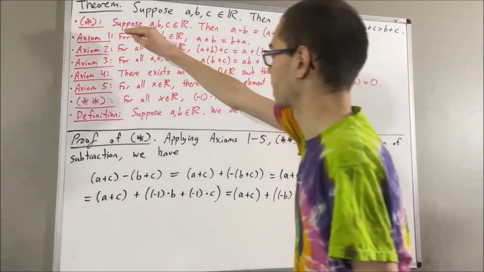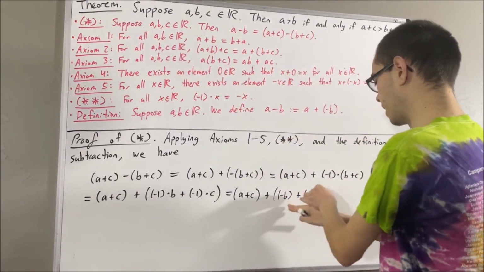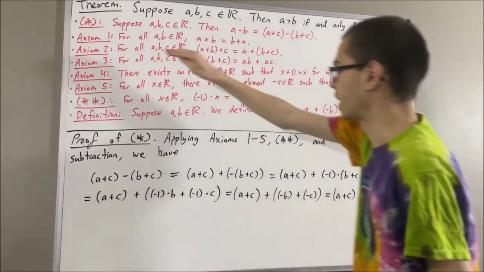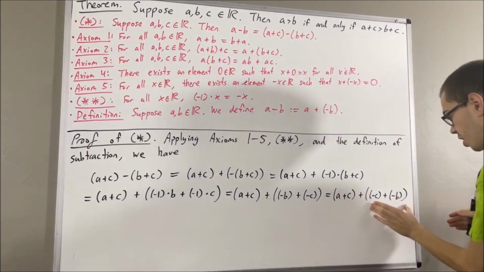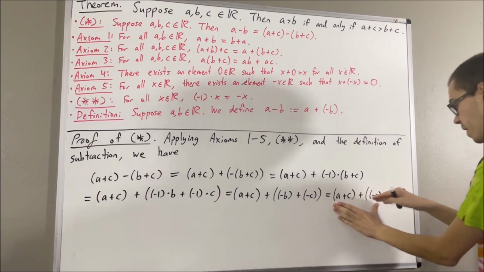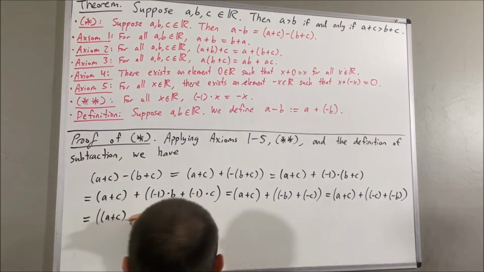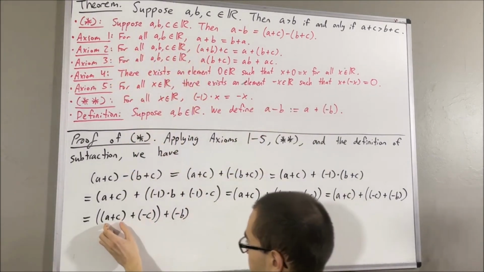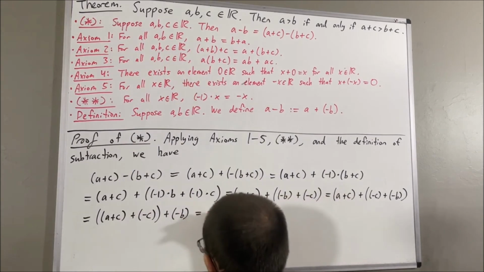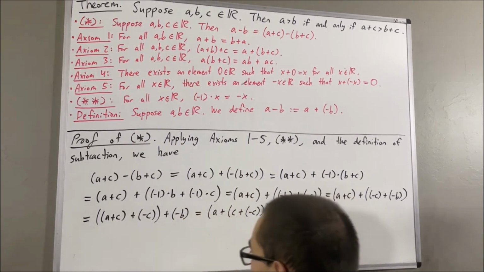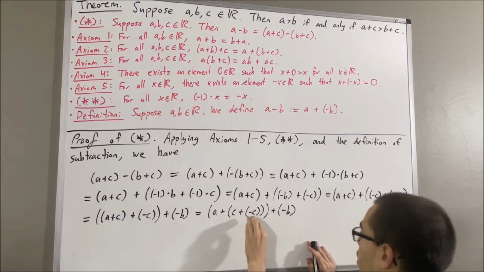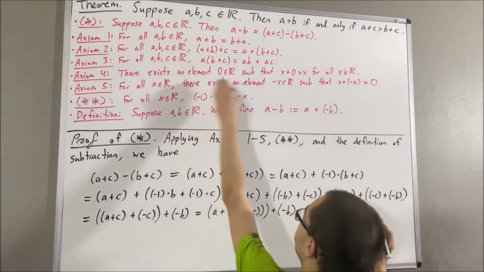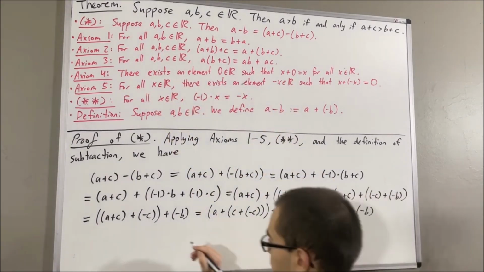And then, applying axiom 1, we're going to swap negative B and negative C. And then, applying axiom 2, we're going to move these parentheses around A plus C plus the negative of C. And then, by axiom 2 again, we're going to move these parentheses around C plus the negative of C. And then by axiom 5, C plus the negative of C is equal to 0. And then by axiom 4, A plus 0 is equal to A.